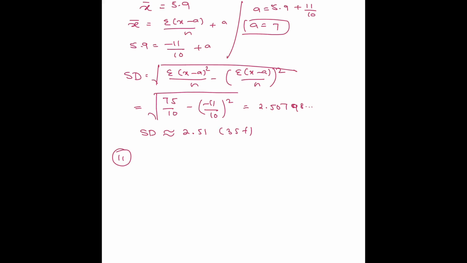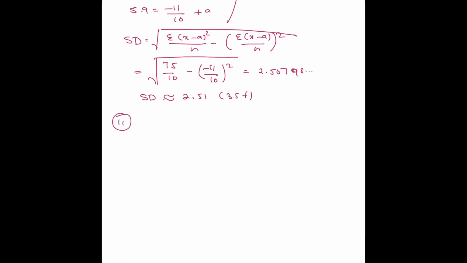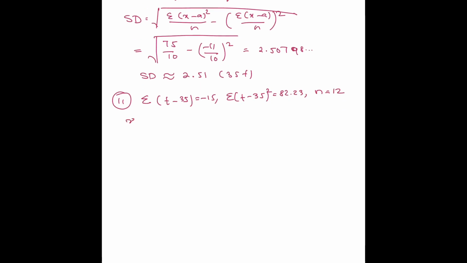11. The length of time, T minutes, taken to do the crossword in a certain newspaper was observed on 12 occasions. The results are summarized below. Sigma (t minus 35) is negative 15. Sigma (t minus 35) squared is 82.23. N is 12. Mean x bar.